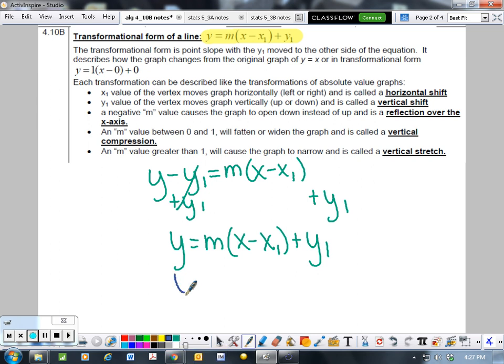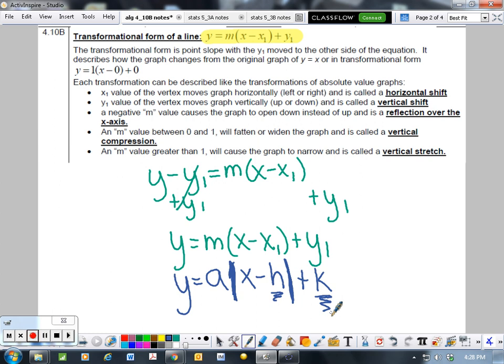Our absolute value equation looked like y equals a, which is in the same position as slope, times the absolute value of (x minus h), which is the x value of our vertex, plus k, which is the y value of our vertex. So we're seeing a lot of similarities there. And in fact, when we start working with parabolas, cubics, and other types of graphs, we're going to see those same similarities based on how we write these functions. Because they all have the same properties, we call it transformational form.